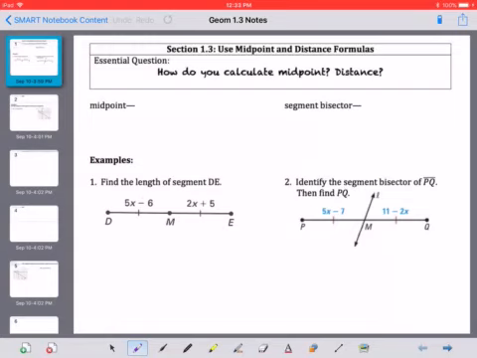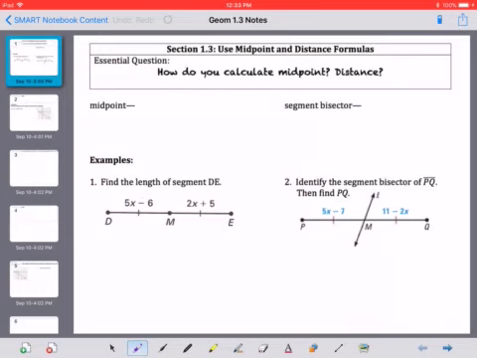We'll be using these quite a bit throughout the year, and you also use them in Algebra 2, so this is an important lesson. Our essential question today is actually two questions. The first one being, how do you calculate midpoint, and how do you calculate distance?